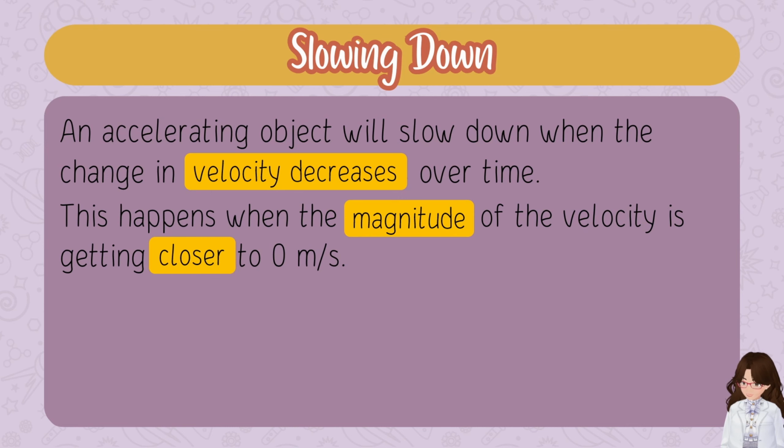Or the flip side of that, on the negative side, if our starting velocity was negative 4 meters per second, and our final velocity was negative 2, this would still count as slowing down because the magnitude of negative 2 is less than the magnitude of negative 4.